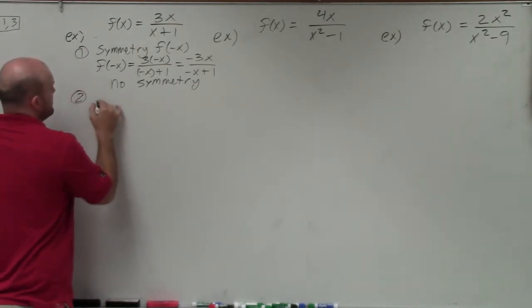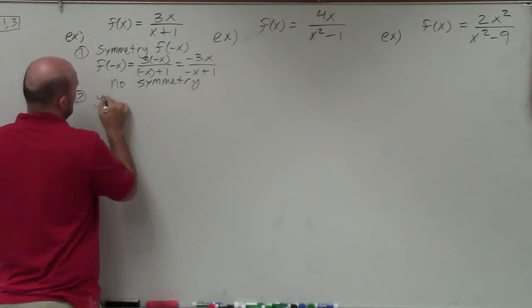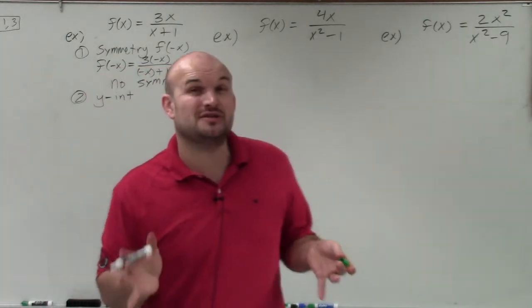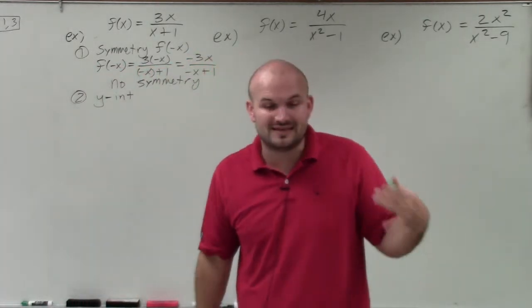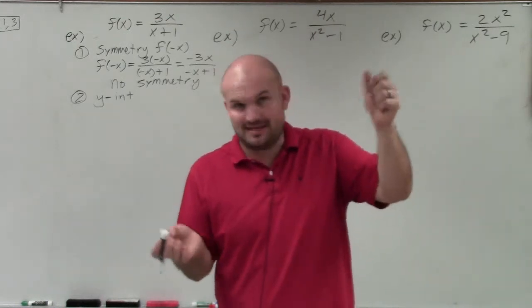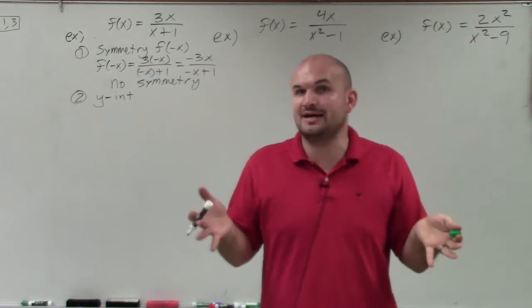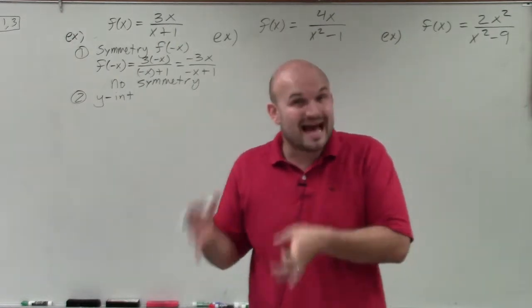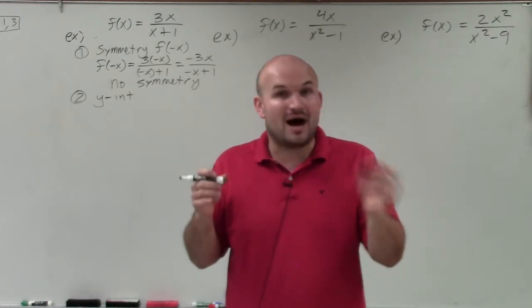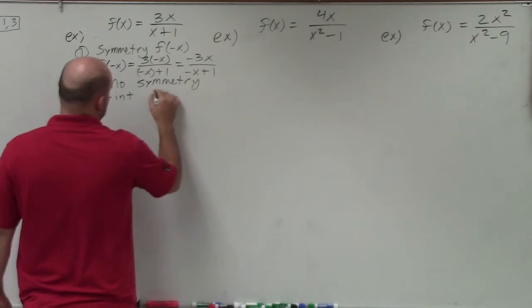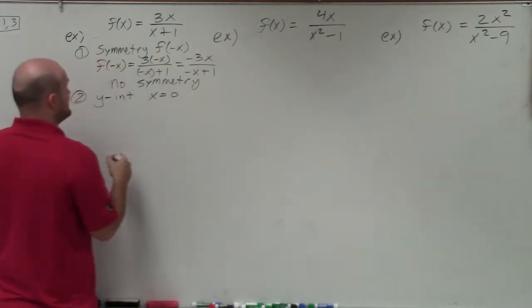The next step is to determine the y-intercept. Remember when we were graphing linear equations, especially in standard form, one of the easiest things to do was to identify the intercepts, connect them, and then graph. To identify the y-intercept, we set x equal to 0 and solve for y. To identify the x-intercept, we set y equal to 0 and solve for x.